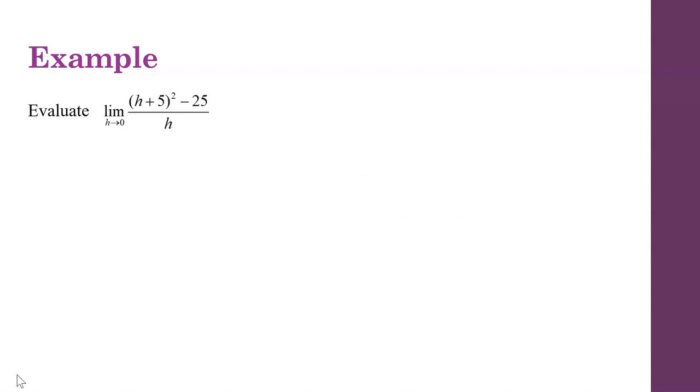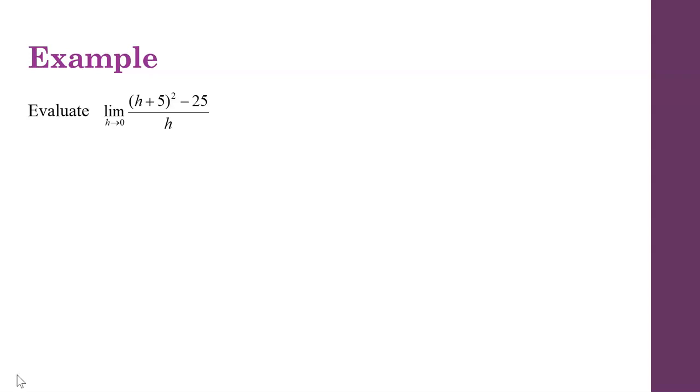Next example, we're going to look at the limit as h goes to 0 of (h plus 5) squared minus 25, over h. Here, unlike the last example, 0 is not part of the domain of my function, and if I plug in 0 in the denominator, I'm going to get a 0. I get an undefined, right? So the denominator becomes 0. So I can't just take this limit as h goes to 0 and apply it to both the top and the bottom of this fraction.